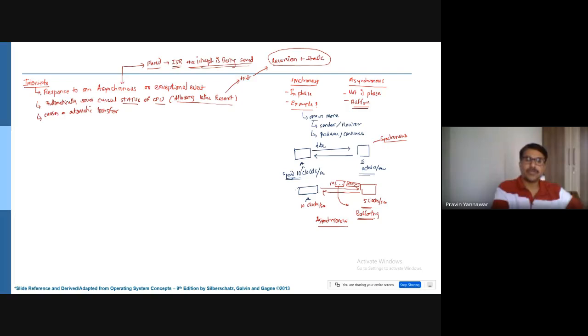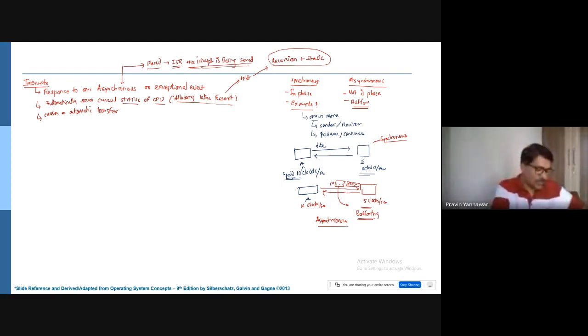There are 3 points with respect to interrupts you need to understand. First is the response to an asynchronous or exceptional event. Second, it automatically saves the current status of the CPU, which is important for later restart, because whenever an interrupt occurs, the CPU state has to be saved. Once the interrupt is served, you need to resume from the state where the CPU had started processing.